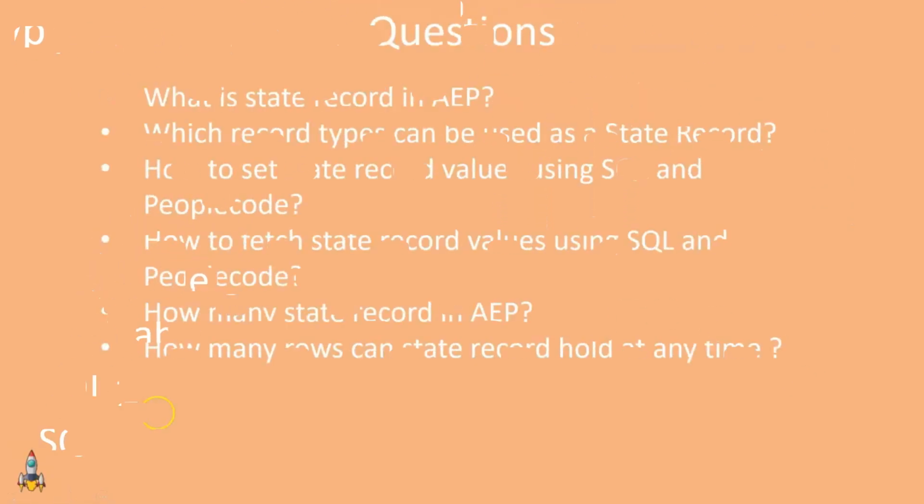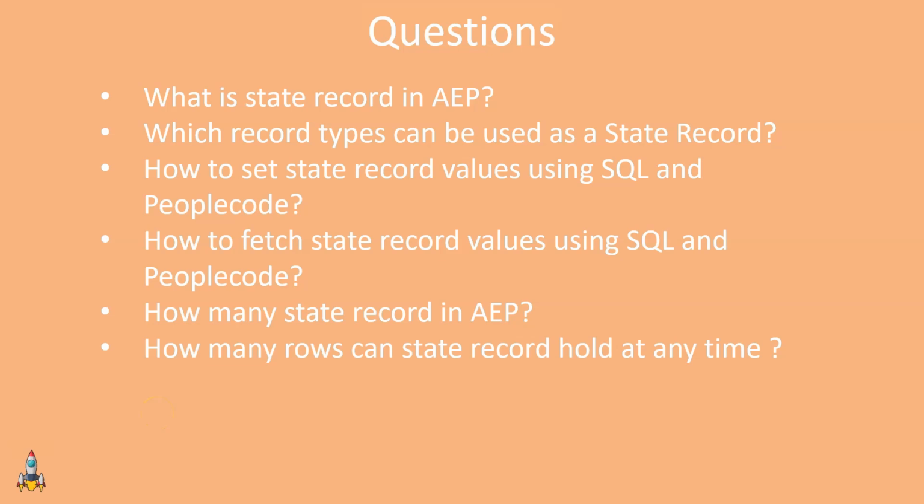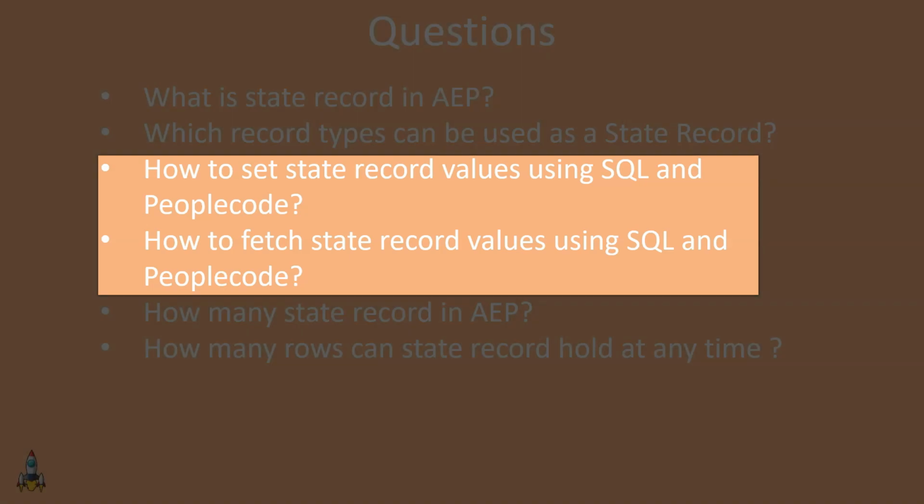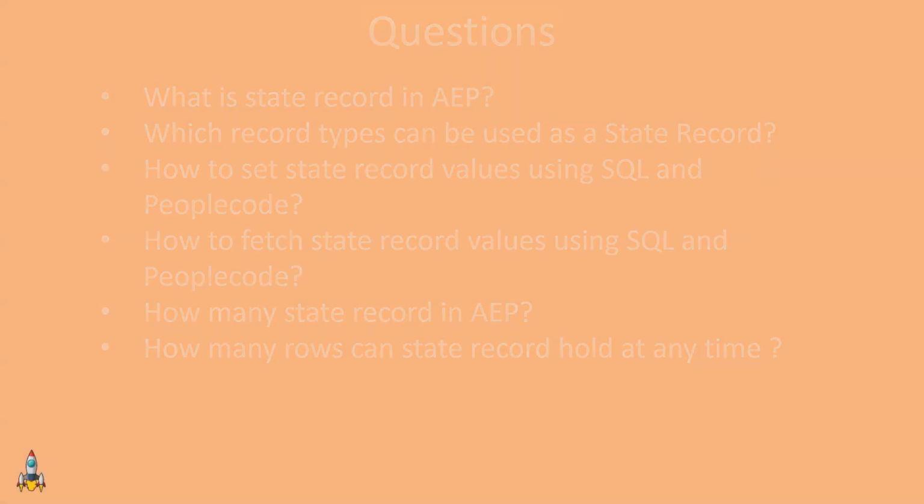The next two questions are regarding setting and getting values to and from state record using PeopleCode and SQL. How to set state record values using SQL and PeopleCode, and how to fetch state record values from SQL and PeopleCode? So when it comes to state record, there are four common scenarios that we have observed. The first one is a SQL action, and it needs to store some value into state record fields.